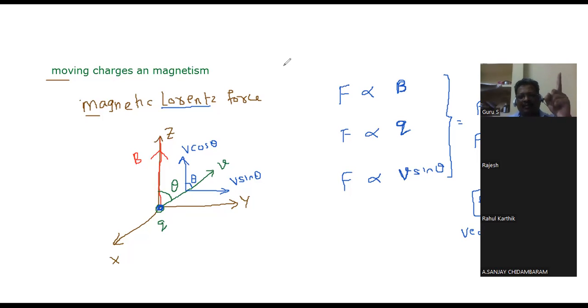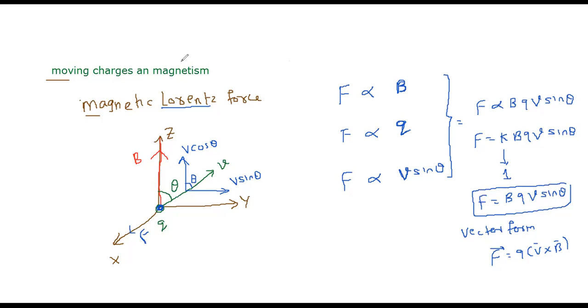In the diagram, the magnetic field is along this direction, and this is the direction of charge. This is the direction of force. So the force is towards me. Is it clear?